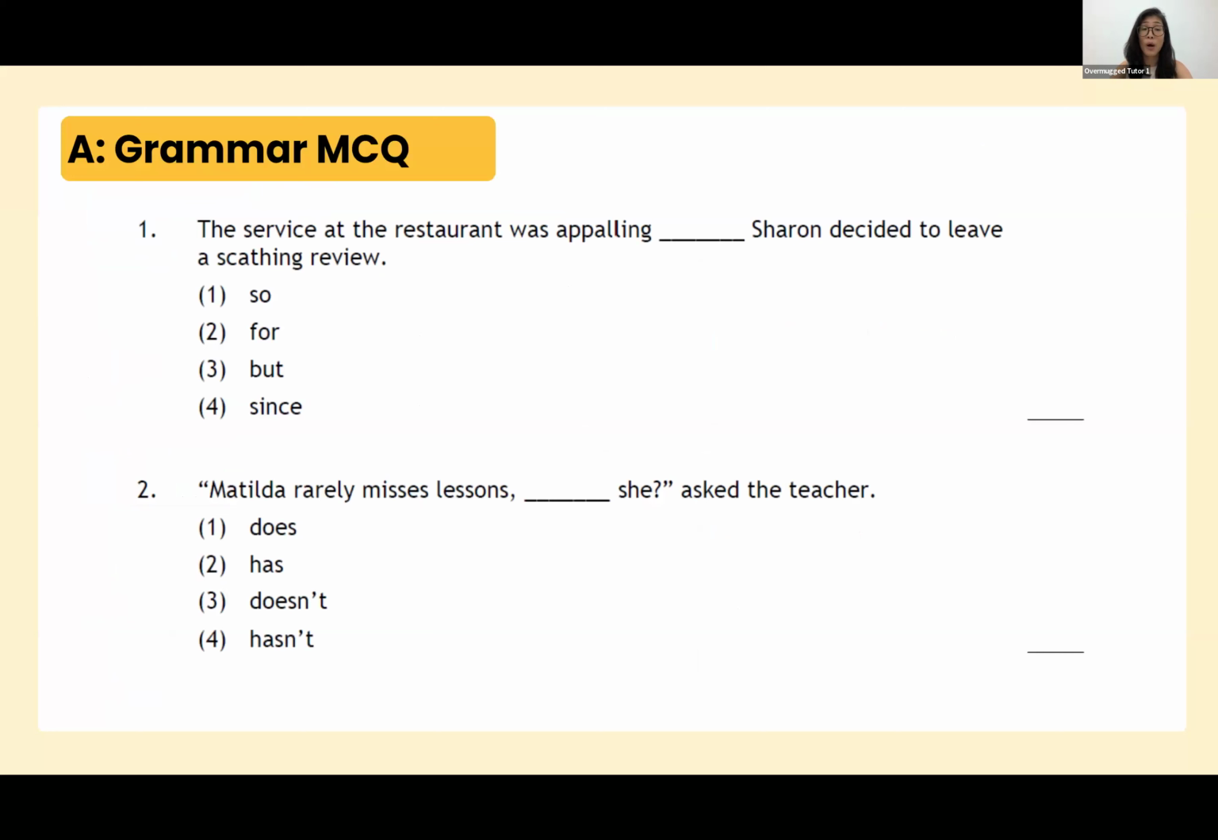Right. So question number 1 goes, the service at the restaurant was appalling. Sharon decided to leave a scathing review. So there are some words here that we need to double check to make sure you understand the question. So when something is appalling, it's horrifying or it's shocking, so it's terrible, right? So in this case, Sharon decided to leave a review that is scathing. So it's a critical assessment, probably something not so great. So because of this, the only conjunction that is appropriate and fitting for this particular question has to be option number 1.